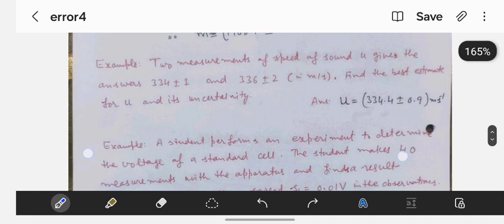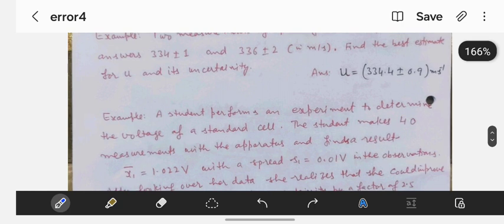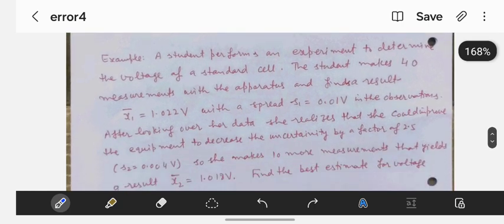Okay, there is one more question. The speed of sound is given by these. Find the best estimate for u and its uncertainty. So same, you will use the same formula. There is one more question.